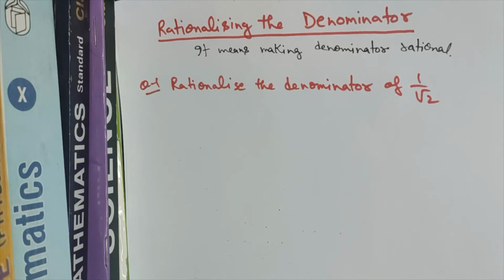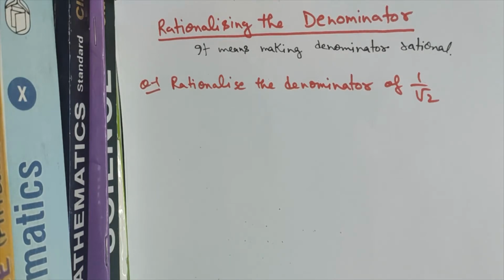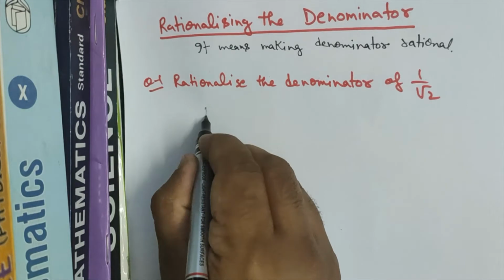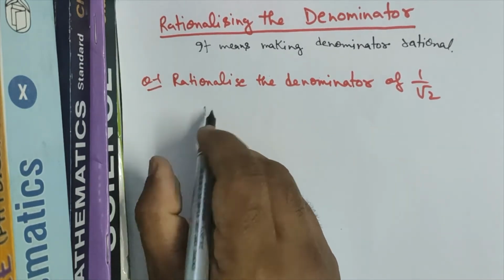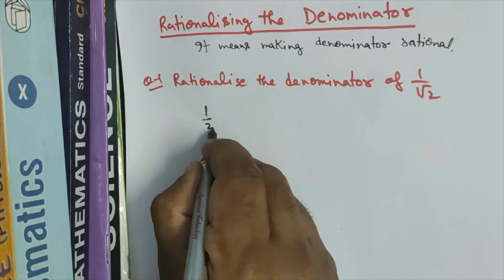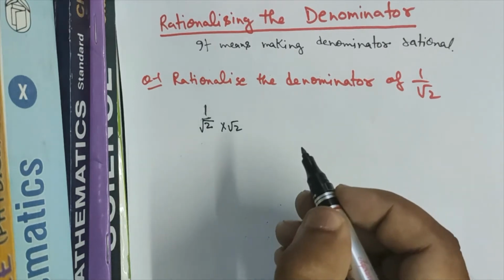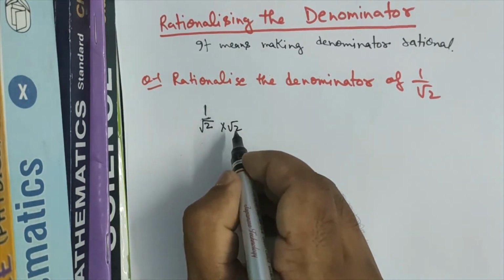So in the denominator we have root 2, which is not a rational number. We have to convert this denominator into a rational one. So how can we do it? We know that if root 2 is multiplied by root 2, we get 2, which is a rational number. So if 1 upon root 2 is multiplied by root 2, then in the denominator we get 2, which is rational.